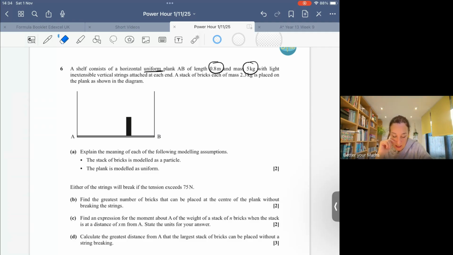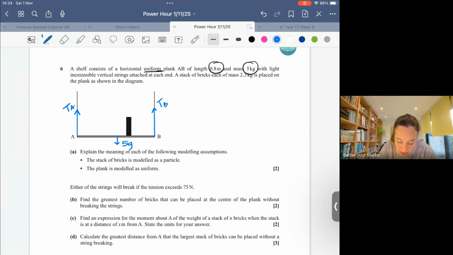That's only that. So let me draw quickly, because it's very helpful in these questions, the forces acting. So in A, I have a tension here. In B, I have a tension of the cable here. Then I will have the weight, which because it's uniform is going to be in the middle, and it's 5 kilograms multiplied by G. The weight is going to be the mass multiplied by G. And then I will have my bricks.